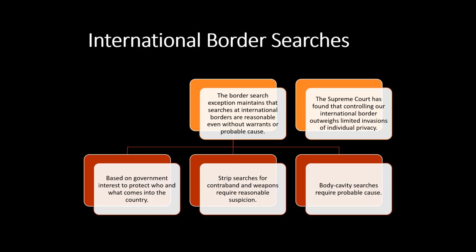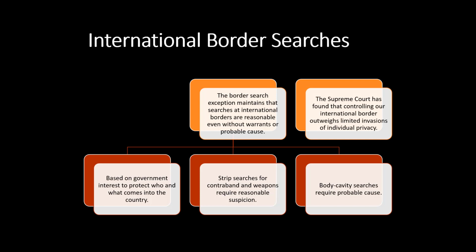So the border search exception maintains that searches at international borders are reasonable. Again, we do not have to have probable cause. We do not have to have a warrant. The Supreme Court has found that controlling our international borders outweighs limited, and I want to make an emphasis here, limited invasions of individuals' privacy. Now, why can we do these? Well, one of the reasons is we have an interest in protecting who and what comes into the country.